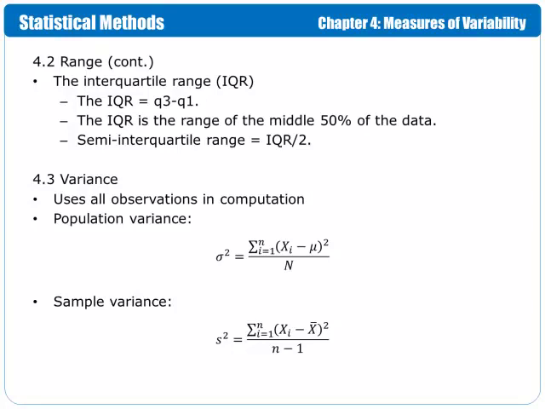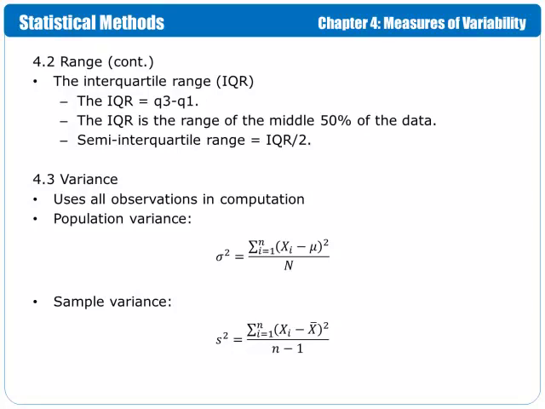If you think about the box plots that we drew in a previous chapter, Q3 represents the top of the box and Q1 represents the bottom of the box, giving us the IQR representing the range of that box, which is the middle 50% of the data, ignoring the highest 25% of the data and the lowest 25% of the data. There is even something called a semi-interquartile range, which essentially is just the IQR divided by 2.